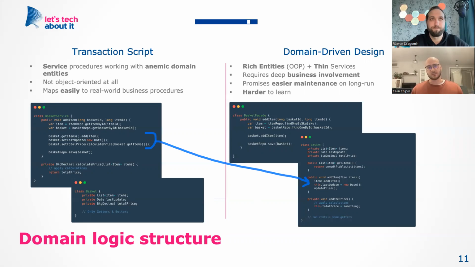The second approach is more complex and harder to learn. It's domain-driven design, where you have rich entities and maybe some small services. But this requires deep business involvement from developers. The main advantage of this one is that it's highly maintainable in the long run. But from our experience, we found that the transaction script is much simpler and more suitable for developers, and it's very easy to learn because it's just procedural code.